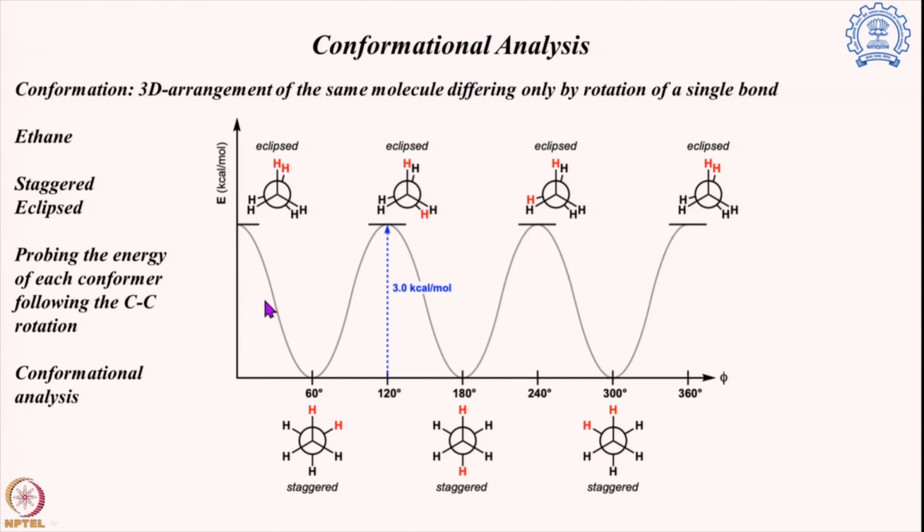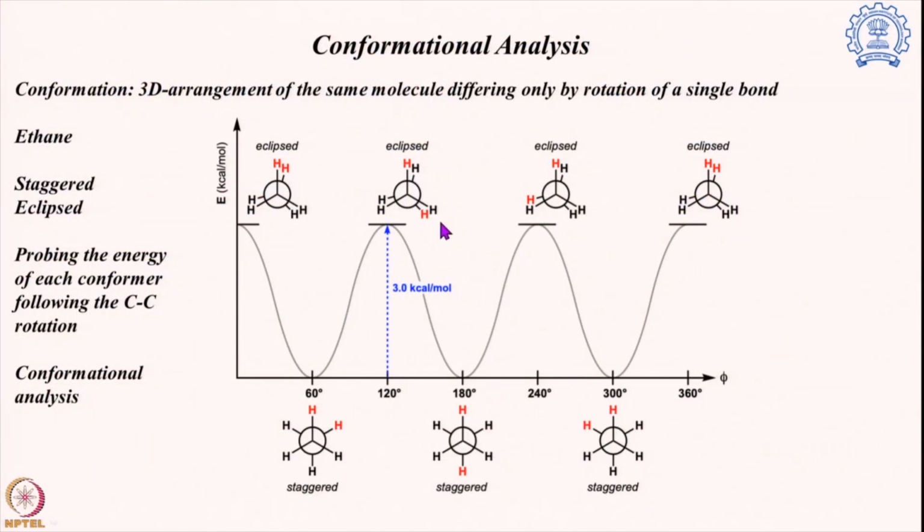Finding out this kind of energy with respect to different conformers while rotating the CC bond is known as the conformational analysis of a particular molecule. This is one example of how we can find different conformers and predict their energies. You can see the eclipse form, because of this close steric interaction, has 3 kilocalories per mole higher energy compared to the staggered one.